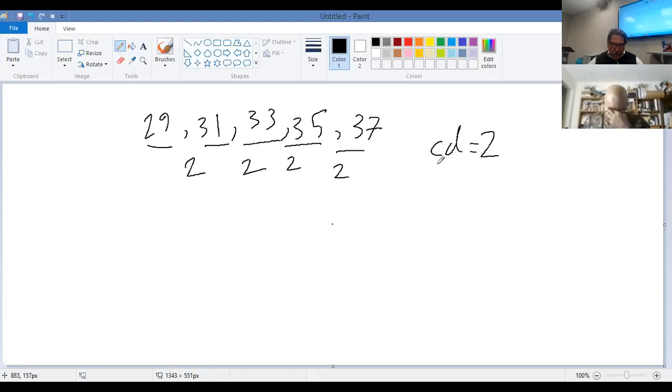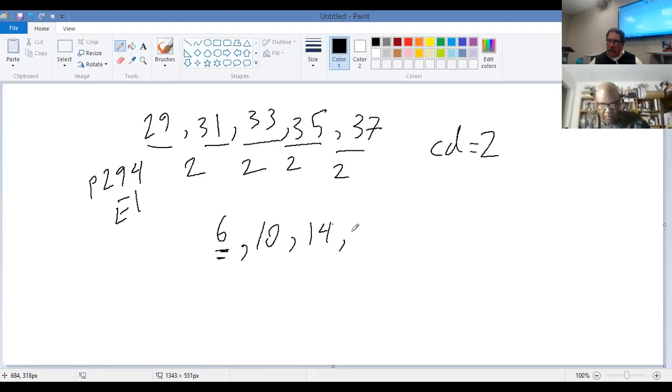Writing the terms of an arithmetic sequence. For example, write the first 6 terms of an arithmetic sequence with the first term 6 and common difference 4. I'm on page 294, example 1. Your first term is 6 and the common difference is 4. So what should be the next number? 10. And the next number? 14. 14 and 18, and it continues. 22 and so on.